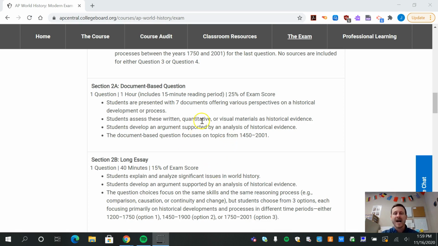The idea here is I would spend closer to an hour and 10 minutes on the DBQ and about 30 minutes on the LEQ, simply because, again, the DBQ is worth more, all right? So that's all I've got for today. That is the AP test format in a nutshell.